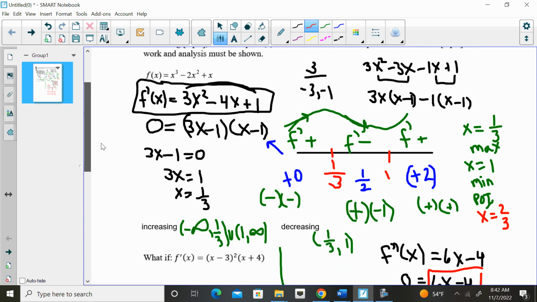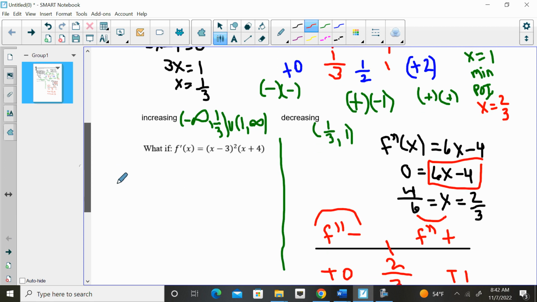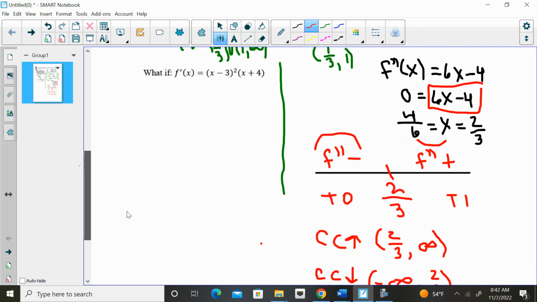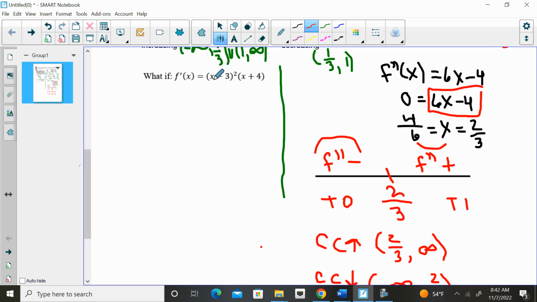All right, I want to show you one other thing. Let's suppose I gave you the derivative, because once in a while, I won't make you find the derivative. I'll just give it to you. So we can see here that the critical values are 3, positive 3, and negative 4. Okay, so negative 4 goes on here, positive 3 goes on here.